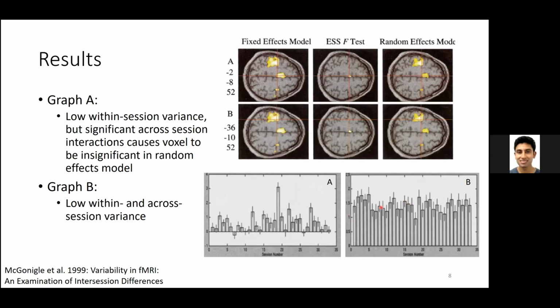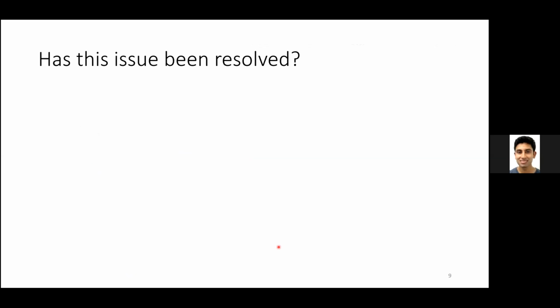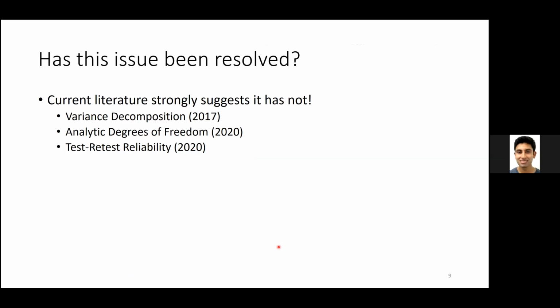But what the authors find is that more likely you're going to find voxels like this, where there's significant across session variance. Now, that was back in 1999. And so the question is now, has this issue been resolved? And really, current literature strongly suggests that it has not. And we're going to look at a few of the more recent papers in the field.